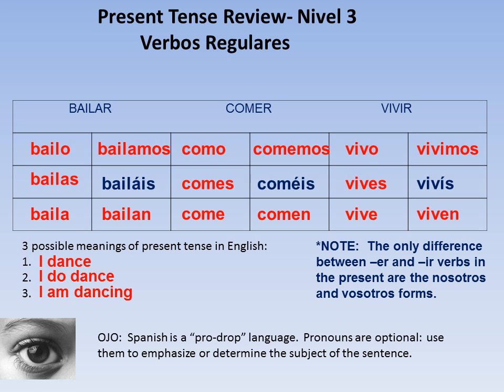Warning! Notice that Spanish is a pro-drop language, and what that means is that pronouns like yo, tú, él, ella are optional. You can use them to emphasize or determine the subject if you're not sure who you're talking about, but you do not need them. Bailo means I dance. Yo bailo also means I dance. There is absolutely no difference.